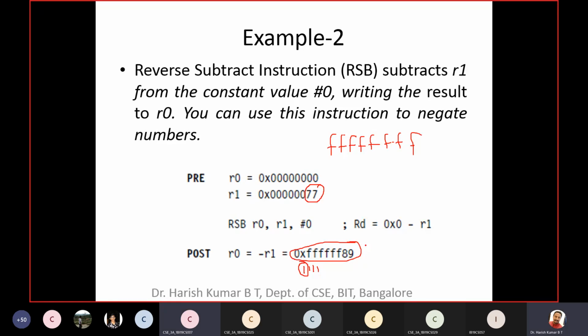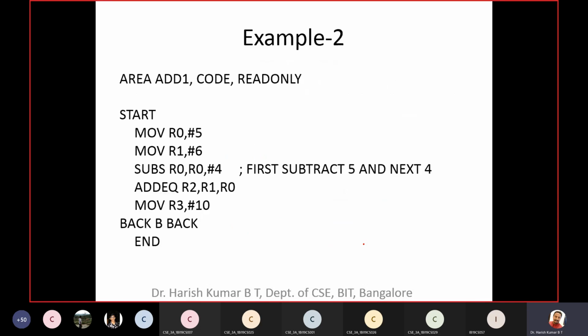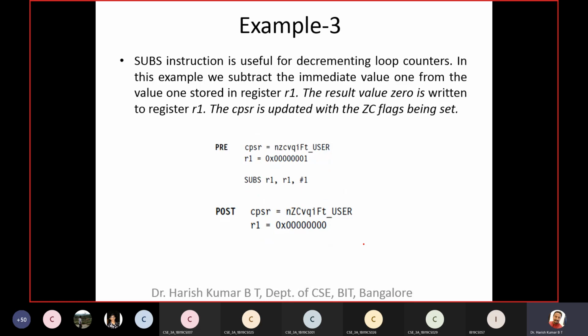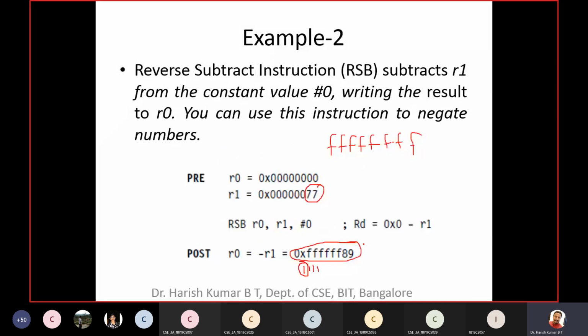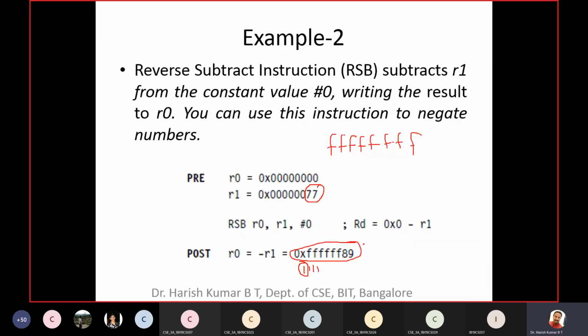Yes, sir. Okay. We'll stop here. Tomorrow I have a few more examples, and we're going to execute them also. Many examples are there to execute and show you. So we'll stop at this point. Please remember this: we were in example 2 of arithmetic instructions. Please remember this slide, otherwise I'll forget.